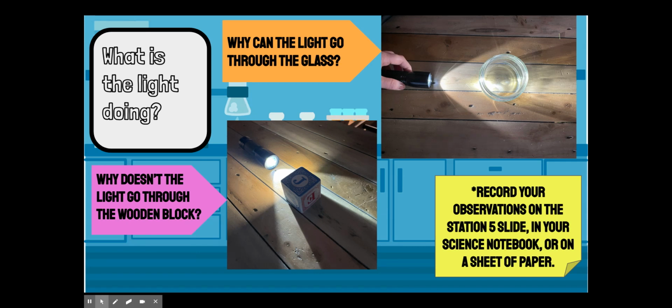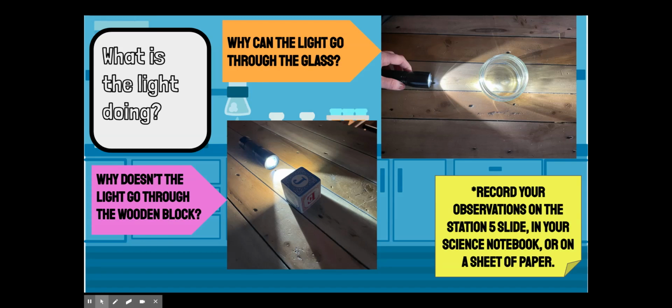Take a look at what happened as I shine the light onto the glass. Can you see evidence of the light traveling right through the glass? Why can the light travel through glass? Now take a look at the flashlight shining on the wooden block. Is there evidence that the light can shine through the wood? Why doesn't the light go through the wooden block?